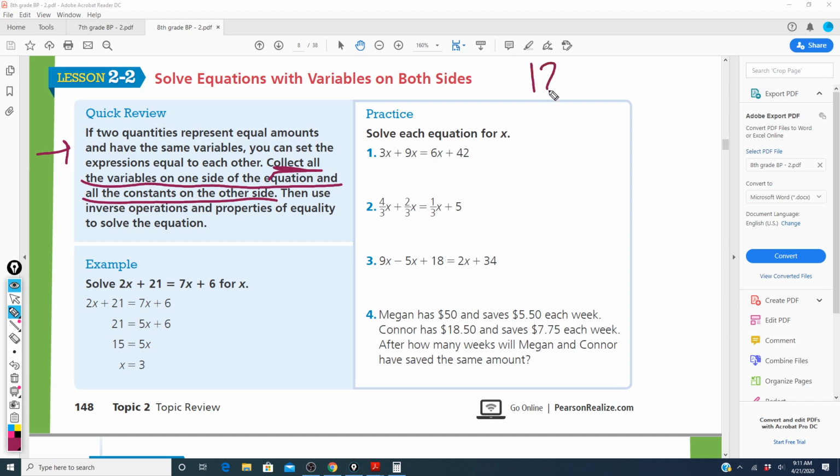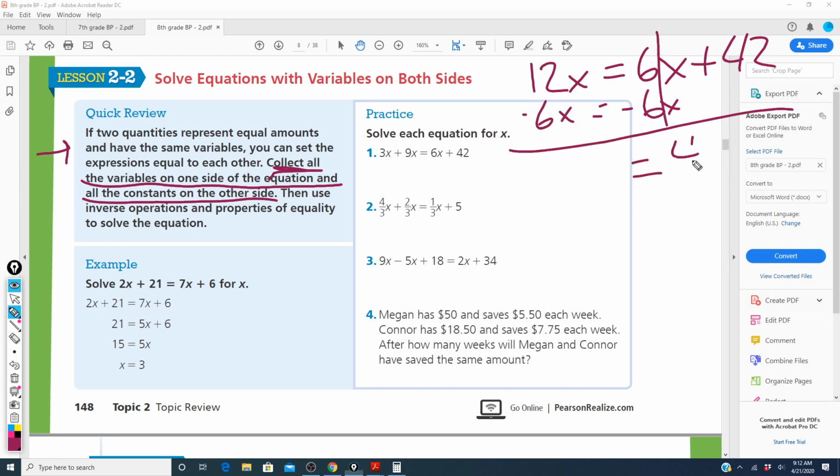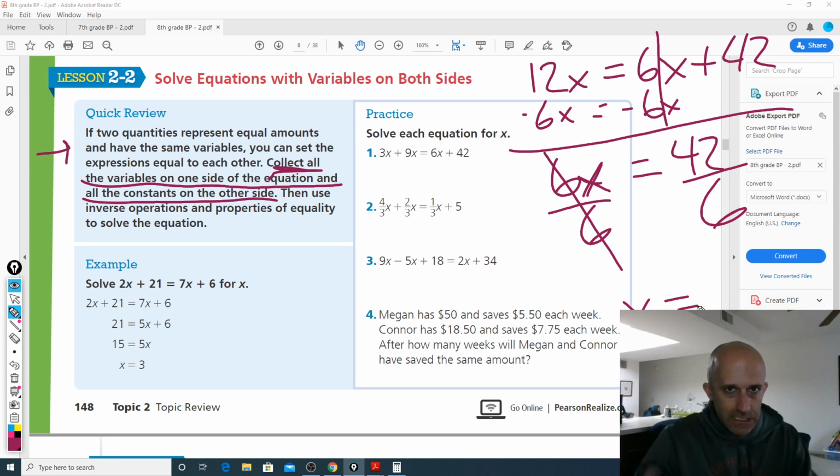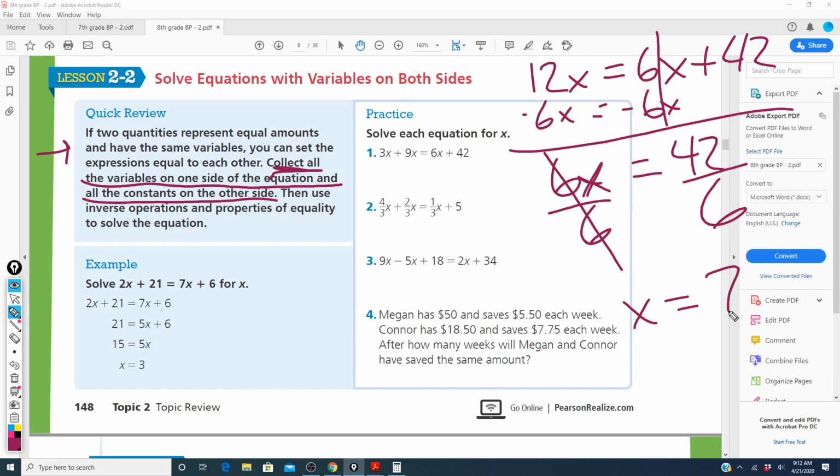So 3x plus 9x is 12x equals 6x plus 42. Again, you want to get x to one side. I want to subtract 6x from both sides. When I do that, it leaves my right side at 42. 12x minus 6x is 6x. To solve for x, we're going to divide both sides by 6. When we do that, 42 divided by 6 is 7. Again, you're collecting all the variables on one side of the equation and all the constants on the other side.